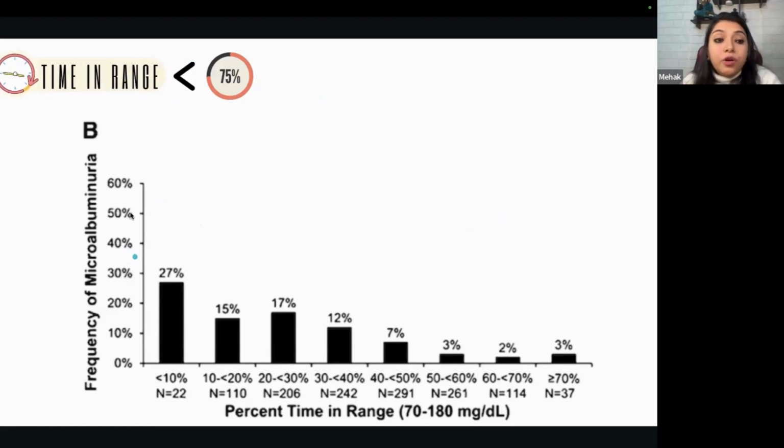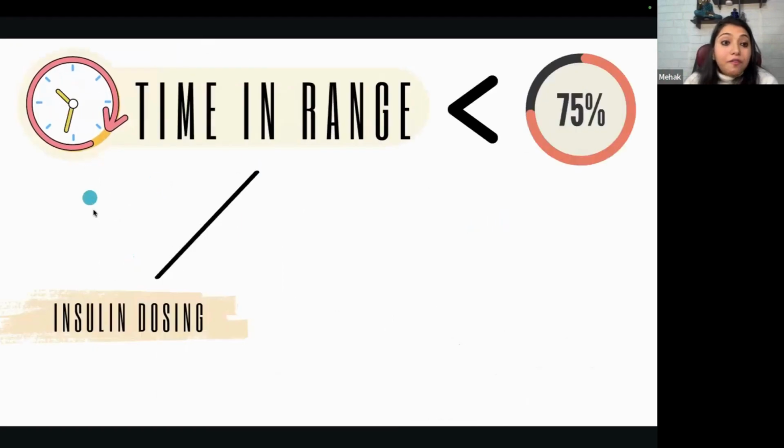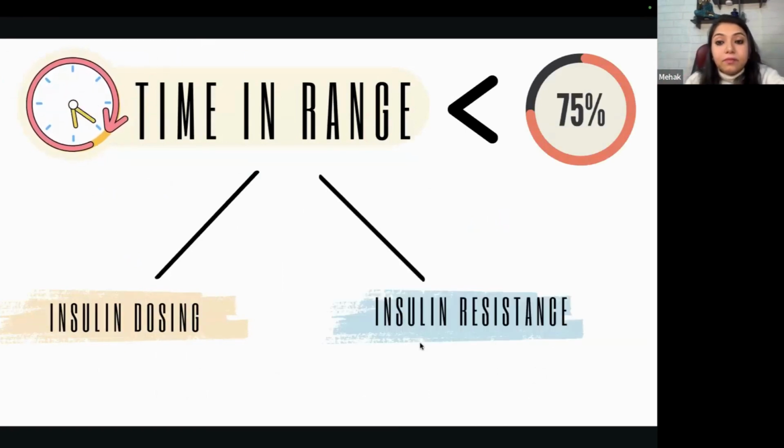Now, if your time in range is not 75%, that means two things are happening. Can I share those two things? If yes, type yes in the chat box. Great, wonderful. Thank you so much. First, either your body is not producing insulin. Second, your body is producing insulin, but you are not absorbing that insulin. That is called insulin resistance.